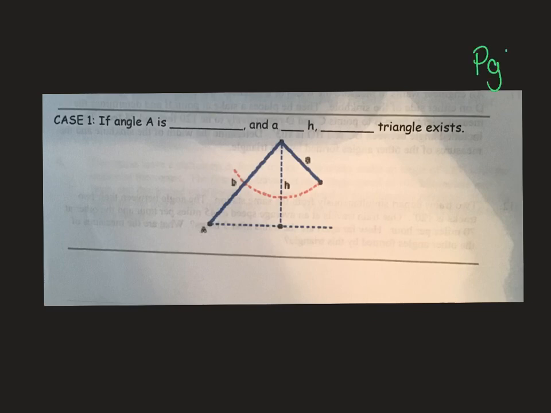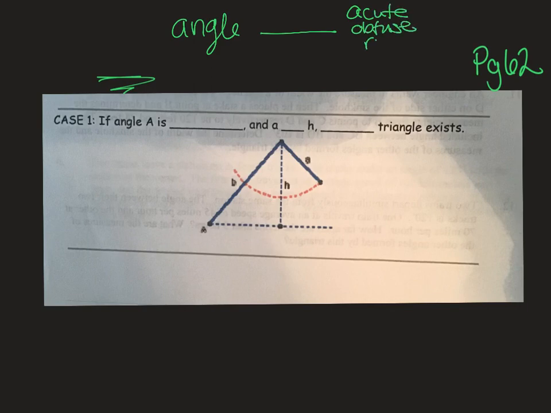Okay, so again, we're going to start on page 62 at the bottom. The top of page 62 walks you through what I just explained about the ambiguous case, and then right above the line where this picture starts, it says we're going to fill in these blanks. The angle is going to be acute, obtuse, or right. And for the lines about side A, side B, and H, you're going to use less than, greater than, or equal to. So let's compare these.